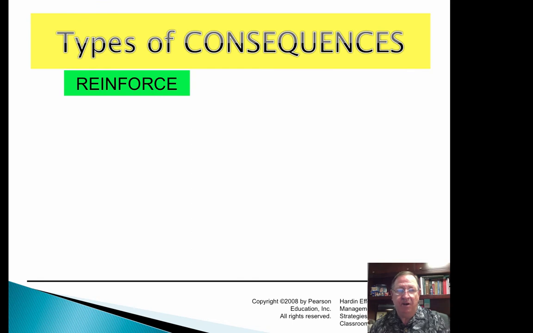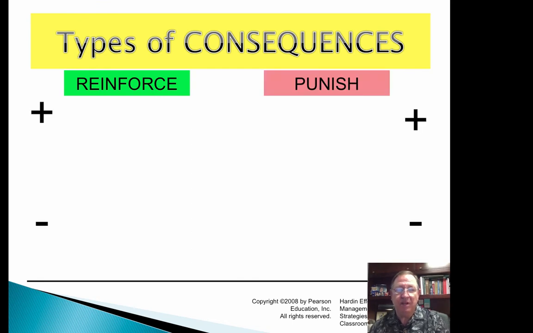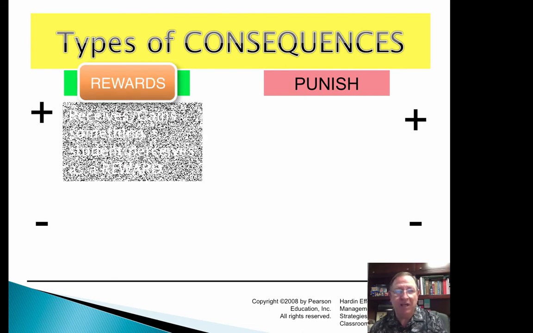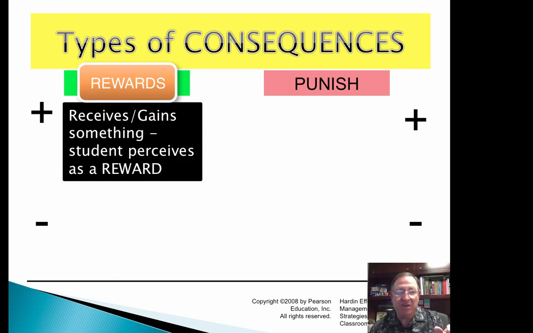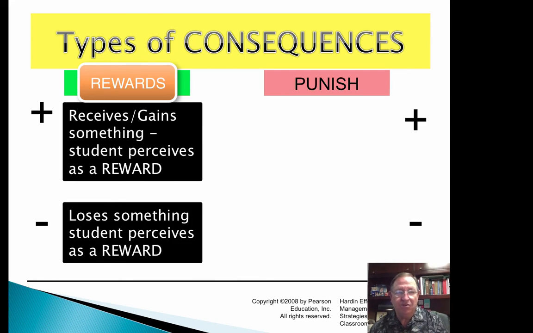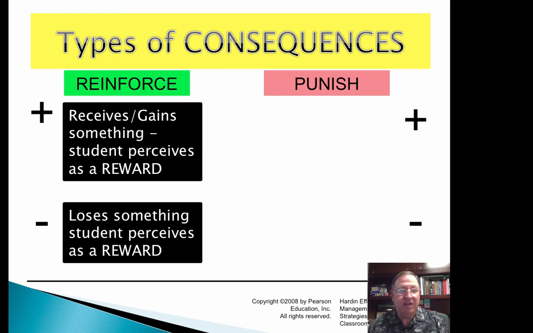Okay, here's that chart. That pretty well explains it a little bit better. So you've got reinforcements, which is rewards, and punishments on the other side. And notice the plus and minus on both sides. If they gain something, they perceive it as a reward, something they want. If they lose something they don't want to do, then they perceive it as a reward.